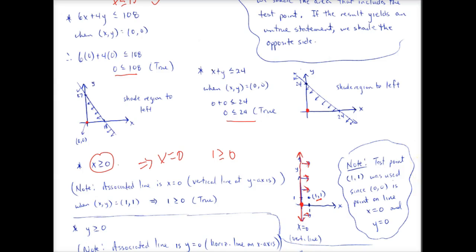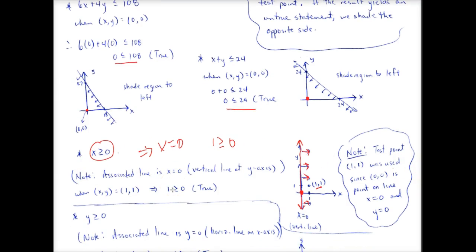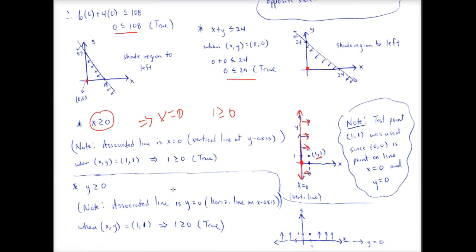Now, similarly speaking, whenever we do y is greater than or equal to 0, we have this associated equation. And of course, if we plug in 1 again for y, using the same point (1, 1) right there, we see that that's a true statement. So y equals 0 is basically the x-axis. And of course, the x-axis always has y coordinates that are 0. So we need everything that's above because the point (1, 1) is above.